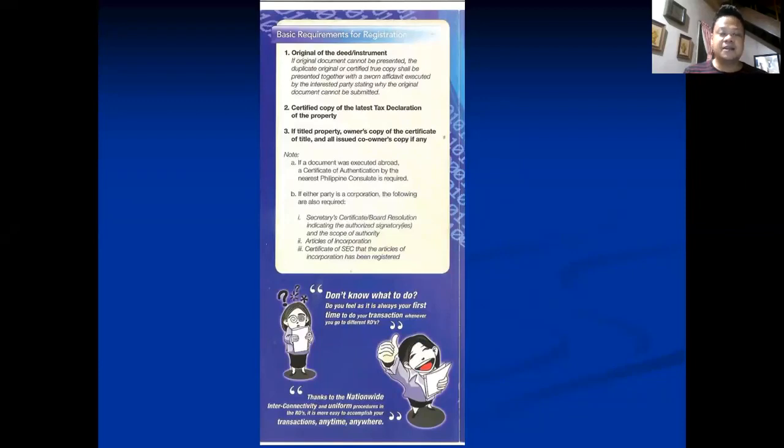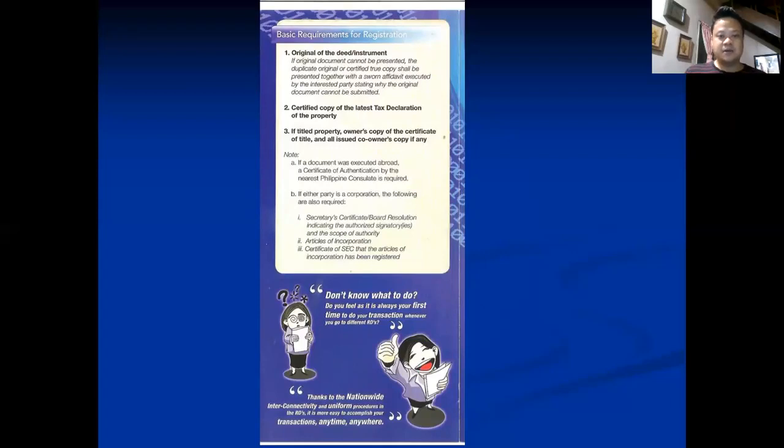Meron din tayong minsan tinatawag na deed of exchange. So you need to present the original document, and if the original cannot be presented, well, you need to have a certified true copy of the document. Experience-wise, may mga documents kasi like now, it's 2020, and the conveyance was made in the 80s, di ba? So you can no longer present the deed of conveyance.